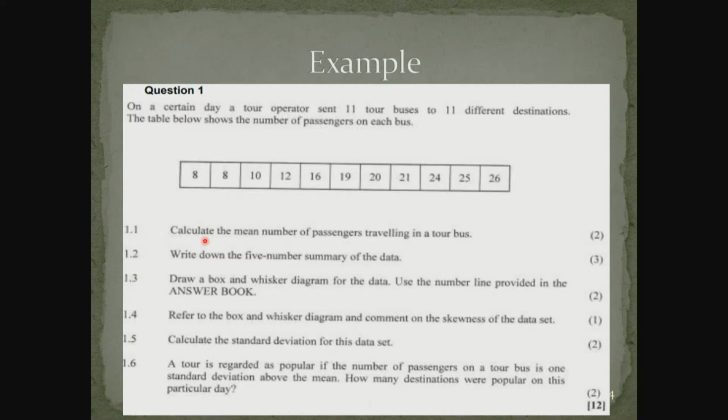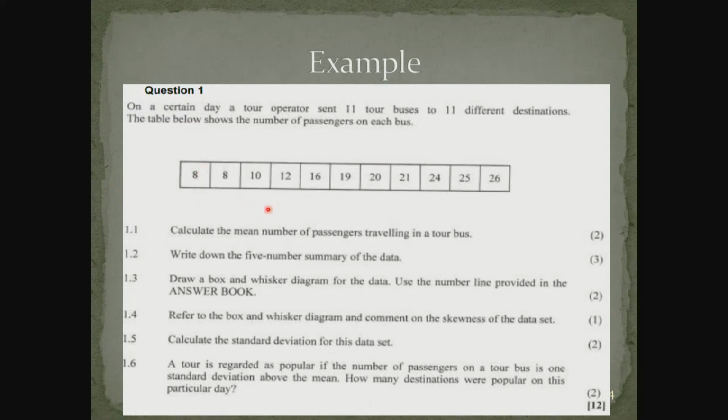Right, very important. What is important here is the mean number. Do I know how to calculate the mean? Yes, I know that. And I look at this one. The scores that are given here are not grouped data. This one is ungrouped data. Then it's easy for me to calculate.